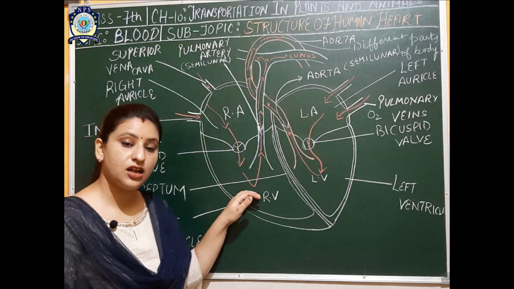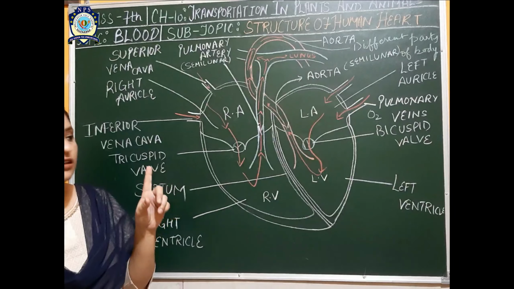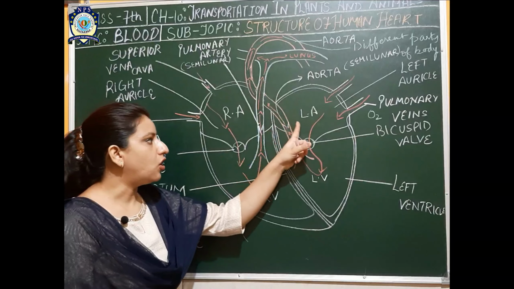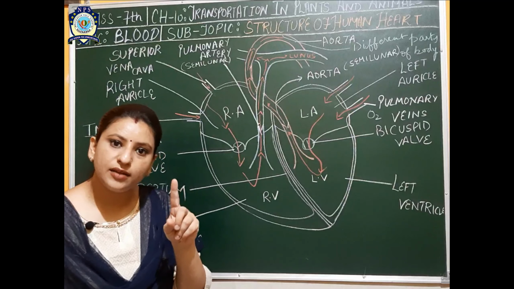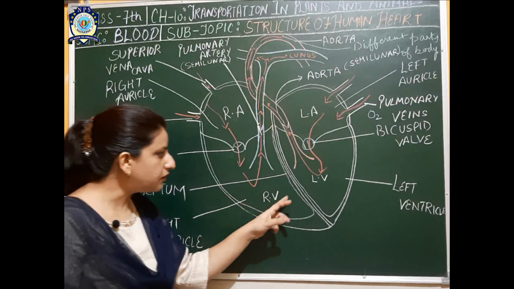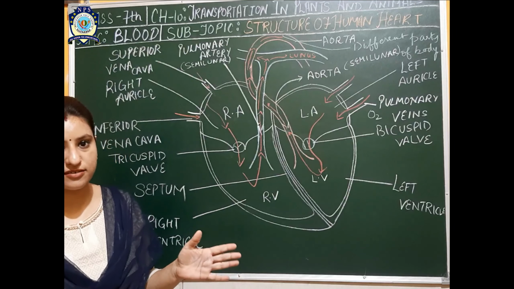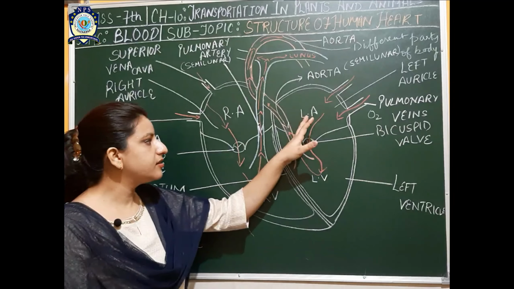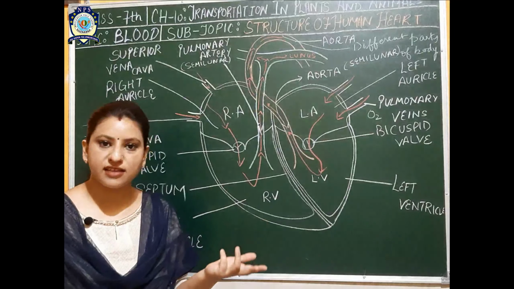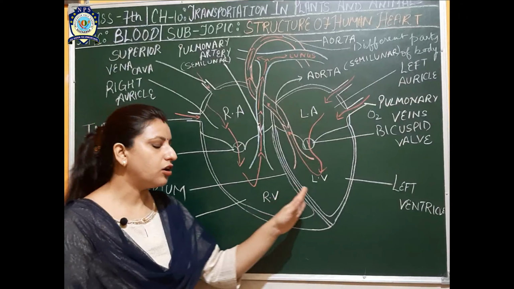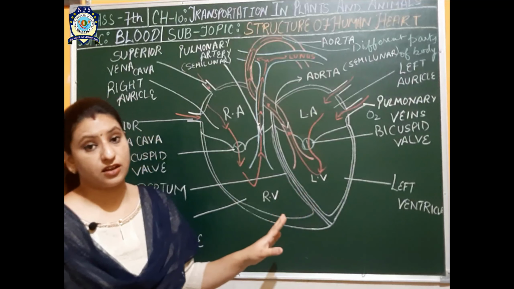inside the heart. Now there is one thing, that both the auricles at one time contract, and both the ventricles at one time relax. Okay, auricles contract at one time, relax at one time, ventricles contract at one time and relax at one time.